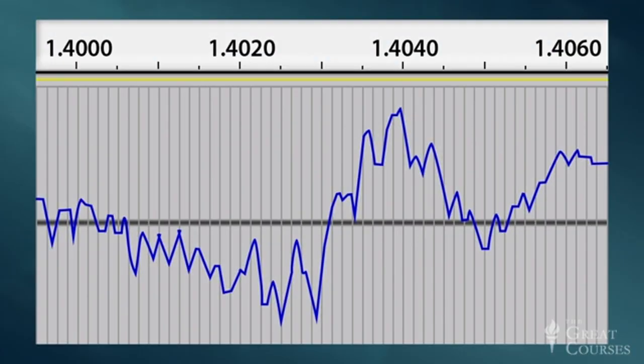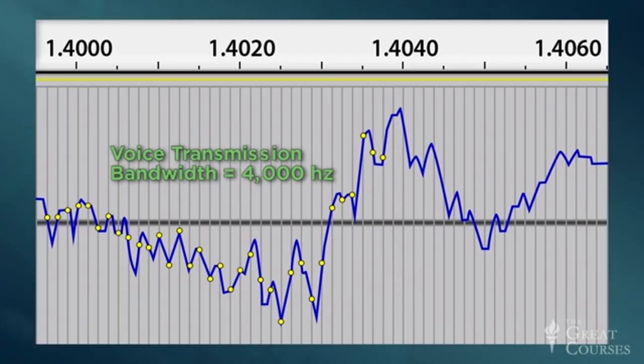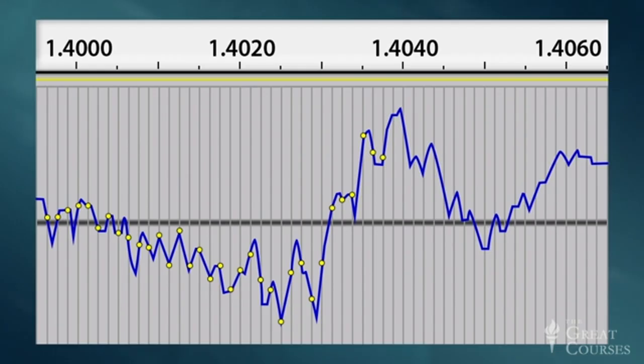To accomplish this, we're going to sample the waveform at regular intervals of time, and because the bandwidth of the voice transmission will be 4000 hertz, we'll sample at twice that rate, 8000 samples per second, to ensure that we adequately capture the variations in amplitude and frequency. At each of these points, we measure the voltage of the voice signal and represent it as an 8-bit number.